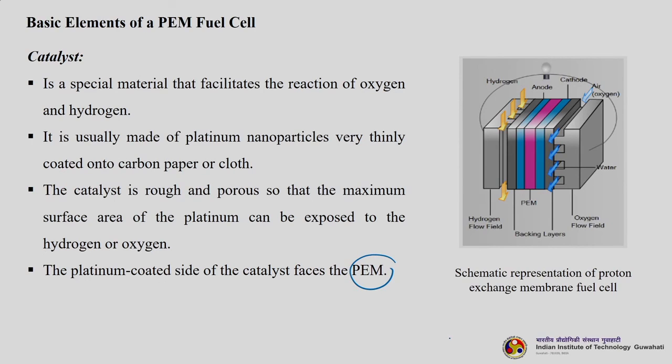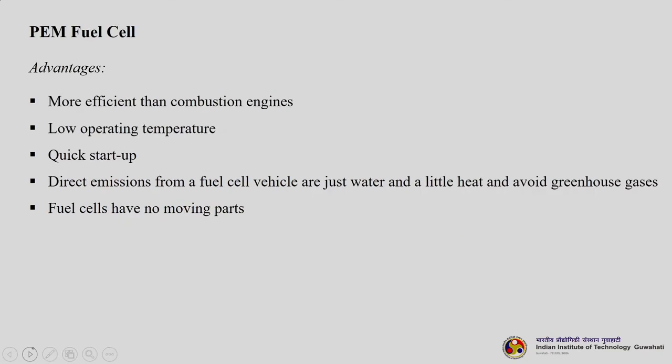Okay. So, we have seen how this operates actually. This is a schematic representation. Okay. So, there is an anode here, there is a cathode here, the pink color is the PEM membrane. Okay. So, hydrogen is coming here and air or oxygen is flowing here. So, you can see the oxygen flow field here. Okay. So, this is all about your PEM fuel cell.